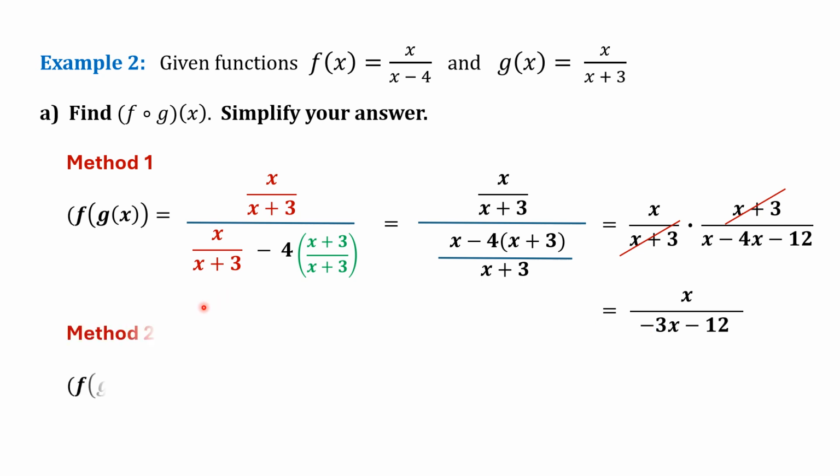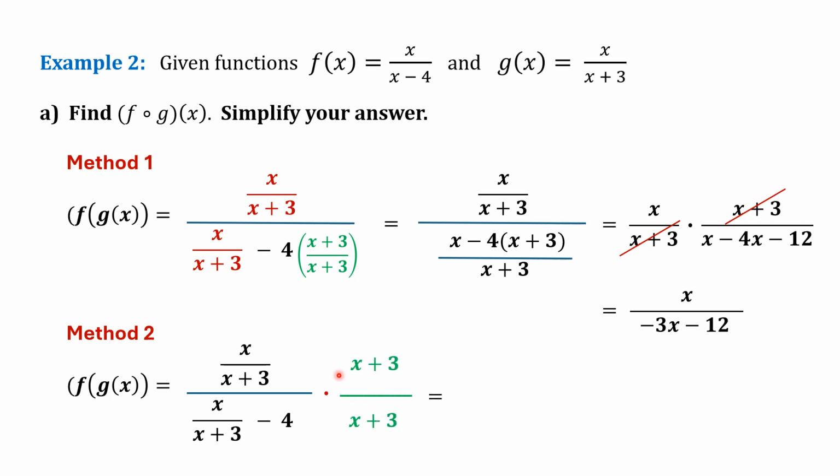For another way, let's start again with f of g. We know that when we put g inside the f, we have this given complex fraction. Initially, our aim is to get rid of this x plus 3, which is the denominator. So what we're going to do is multiply this with x plus 3 over x plus 3. In this second method, we are multiplying this x plus 3 over x plus 3 in the whole fraction. But in the first method, we just multiplied this x plus 3 over x plus 3 in the denominator.